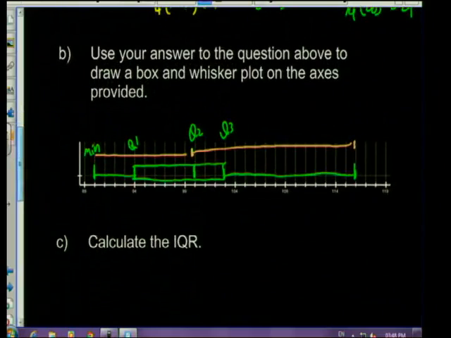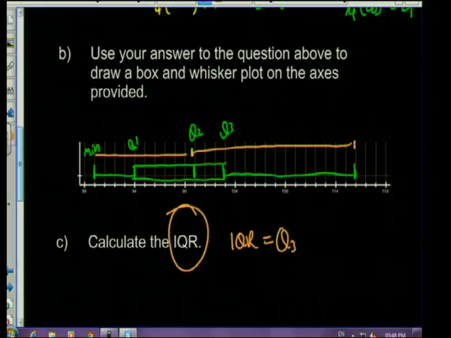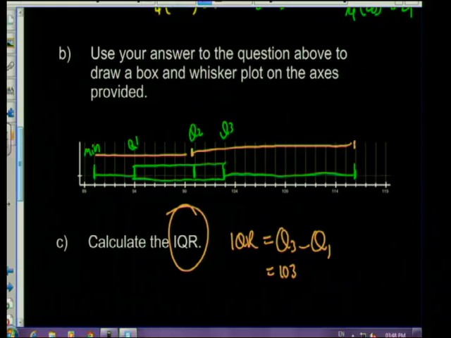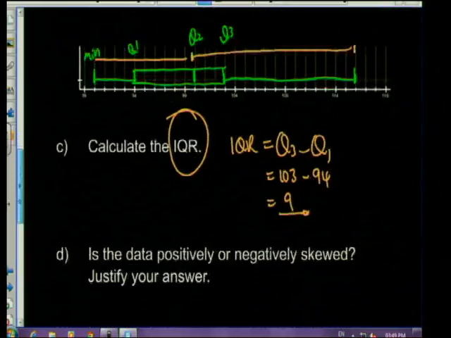Calculate the interquartile range. The interquartile range is the range of your middle 50% of data. So IQR is always whatever your Q3 value is minus whatever your Q1 value is. So the Q3 value, I worked it out, but I can read from the box and whisker, is 103. Minus the Q1 value is going to be 94. And that's not too difficult. That will give me 9. So that interquartile range is going to be 9.